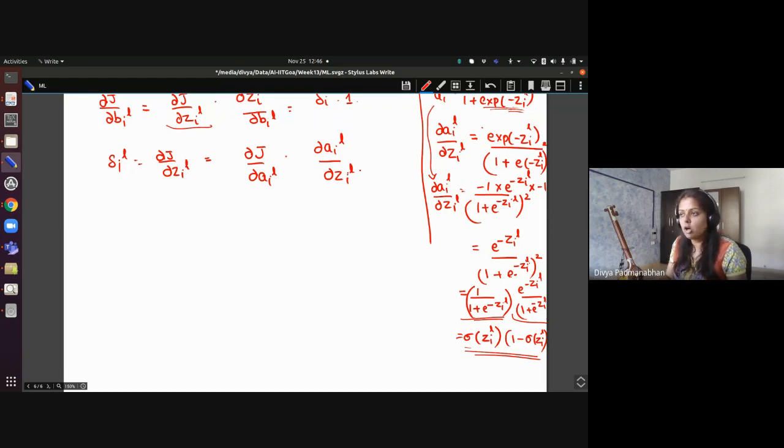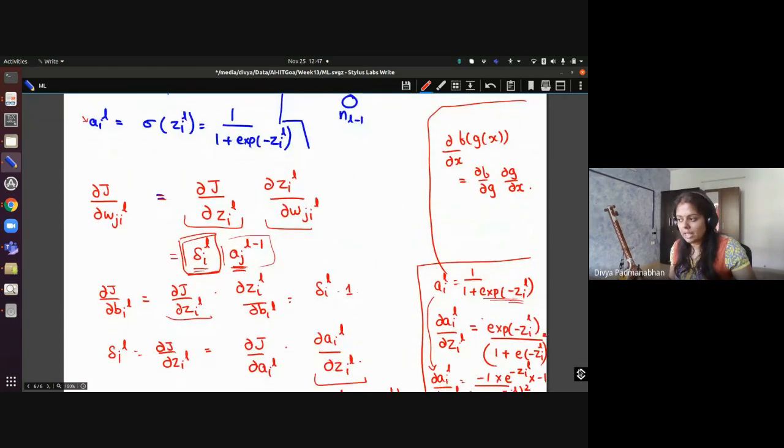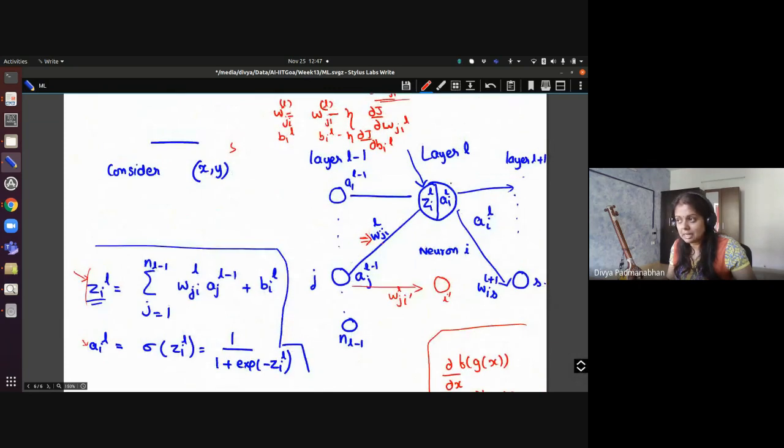So what we got is dou a^l by dou z^l is just sigma of z^l times 1 minus sigma of z^l, or just a^l times 1 minus a^l, since sigma of z^l is a^l. Okay, so that is this part. Now you again need dou J by dou a^l, which is basically the derivative with respect to this quantity.